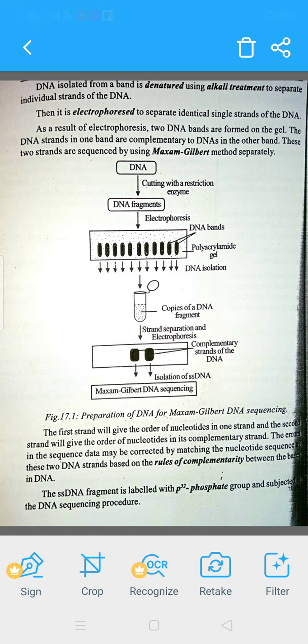The errors in the sequence data may be corrected by matching the nucleotide sequences of these two DNA strands based on the rules of complementarity between the bases in DNA.